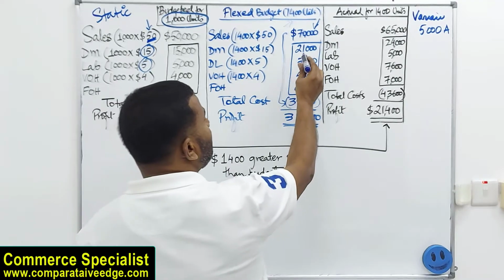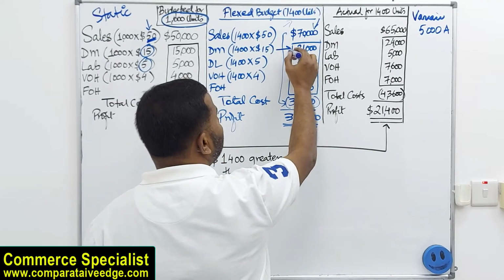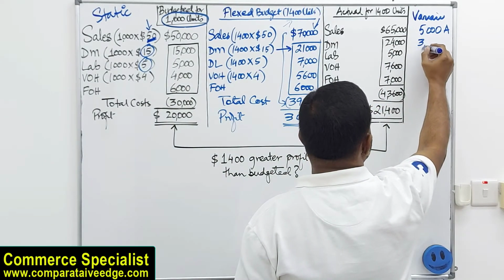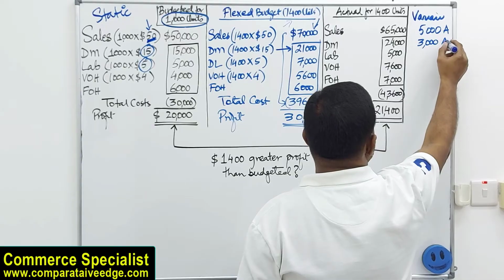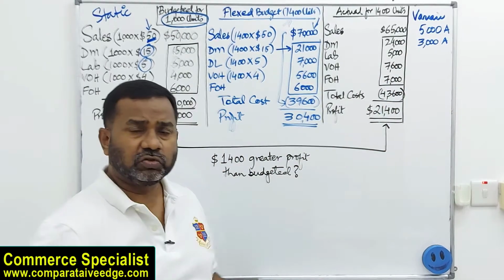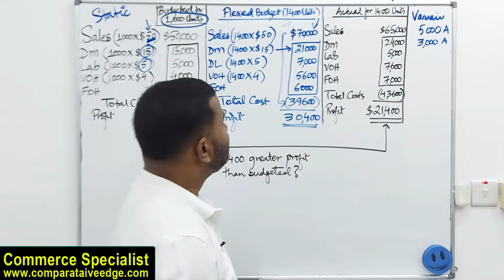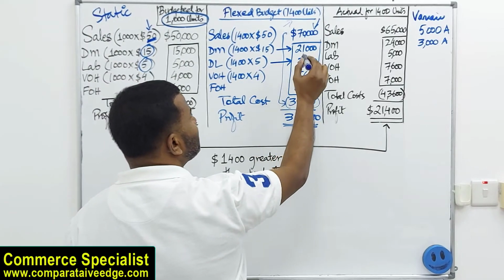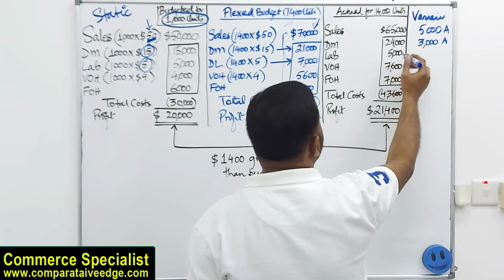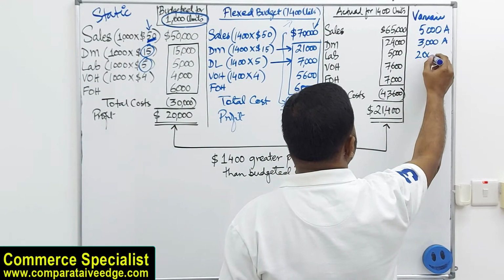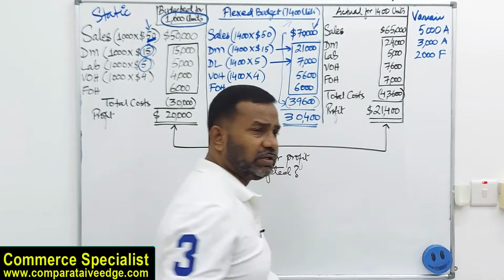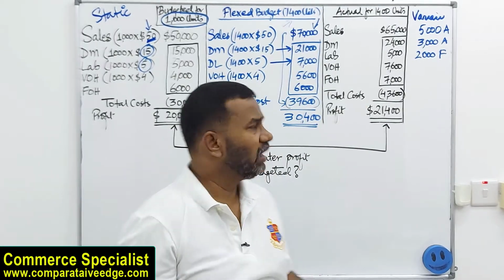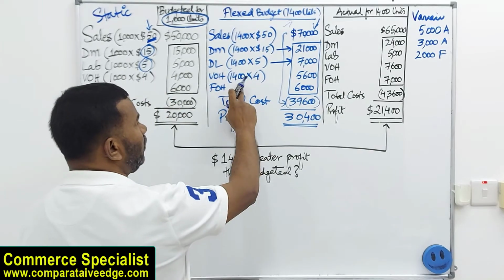The direct material cost should have been 21,000, but it is 24,000. So the variance is 3,000, and obviously it is more than what it should have been, so it's an adverse variance. Let's look at labor. For 1400 units, labor should have been 7,000, but here it's 5,000. That means there is a difference of 2,000. But it's a favorable variance because it should have been 7, but in reality it was 5, so we saved 2,000.